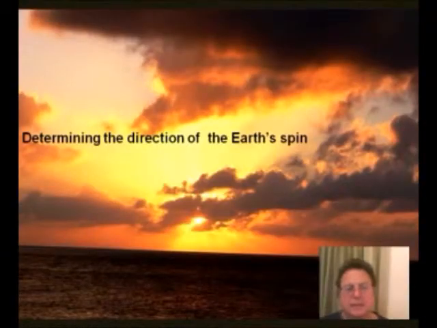First, let's consider the direction of the Earth's spin, ignoring for the moment its tilt axis. The Sun appears to rise in the east and set in the west, which is consistent with the Sun standing still and the Earth rotating from the west to the east, anti-clockwise if viewed from above the North Pole.